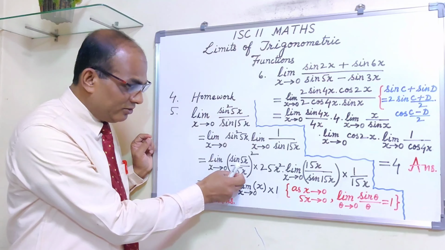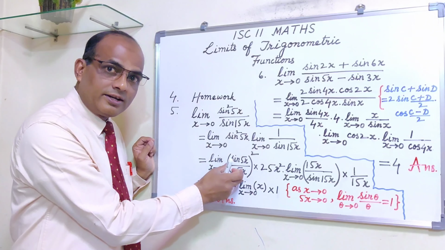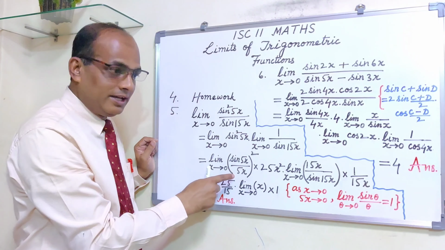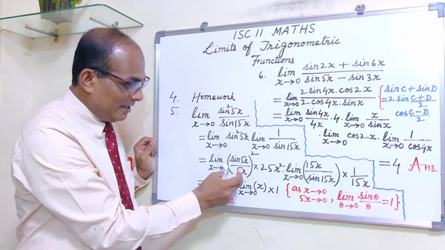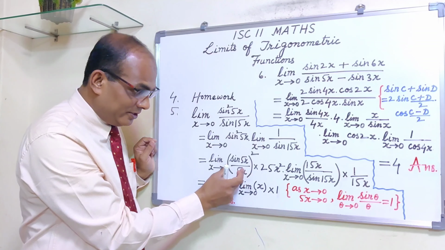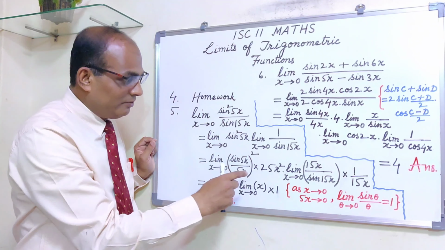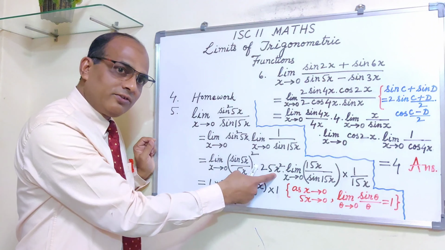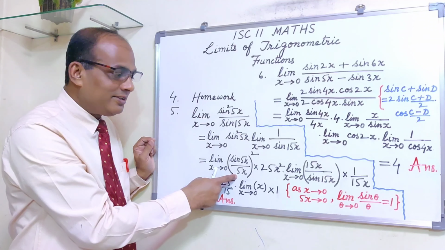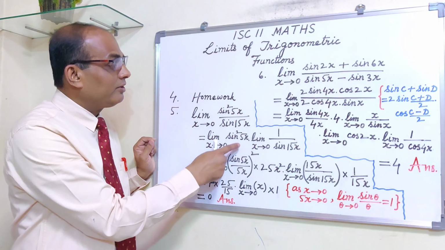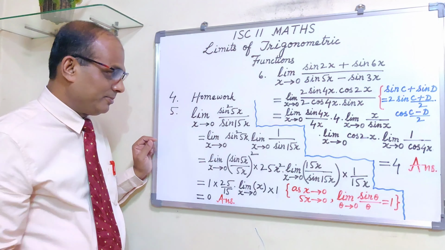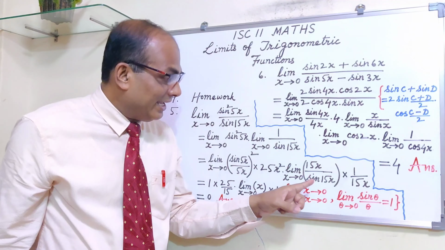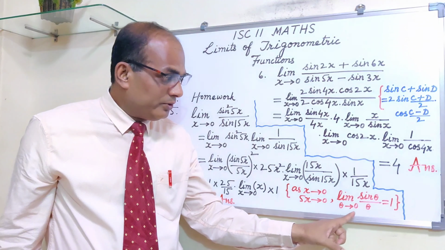That means this 25x square is extra, which we are writing in the denominator in order to convert this into this form, sine theta upon theta. Alright, now this is sine theta upon theta. But this 25x square which is extra in the denominator, in order to balance it, we are writing that 25x square in the numerator also. So this 25x square and this 25x square will cancel each other, and ultimately we are left with sine square phi x, which is here. Alright, that's the adjustment.